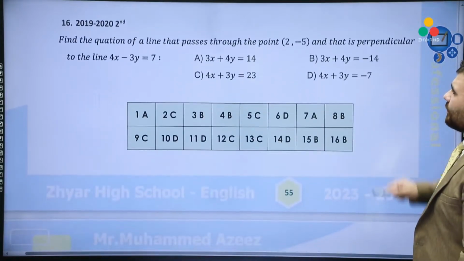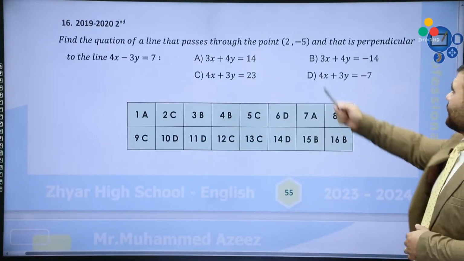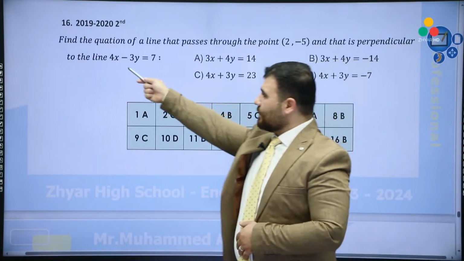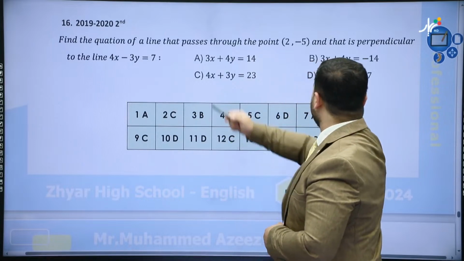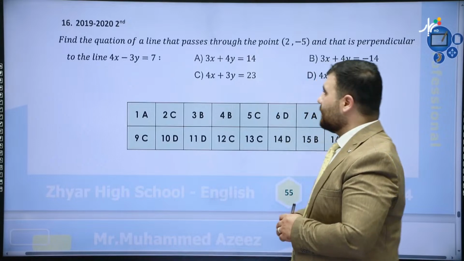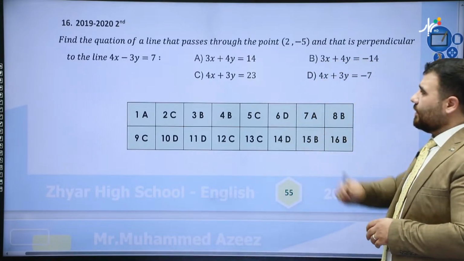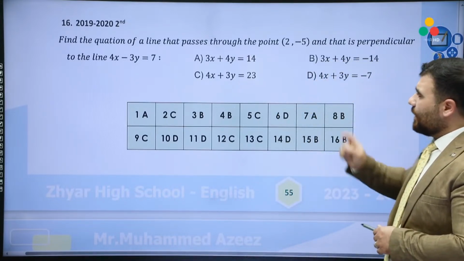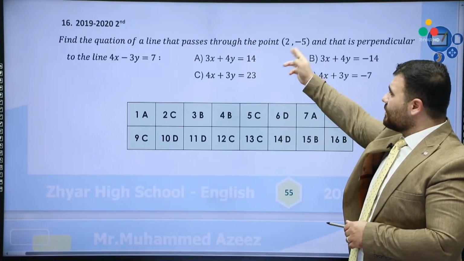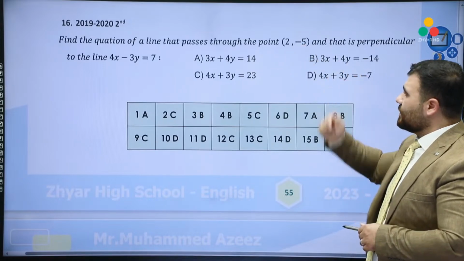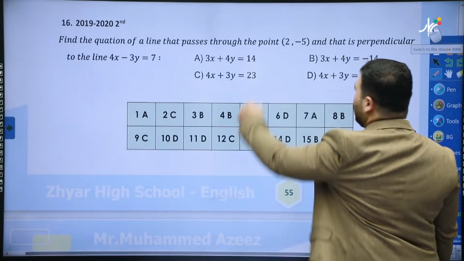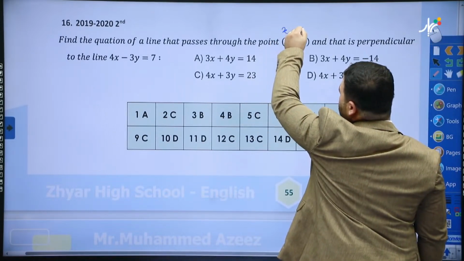Here we need to find the equation of a line that passes through this point and is perpendicular to this equation. So here, let's find the slope of this line and then make the slope upside down, opposite sign. Then we compare. The line we need to find should satisfy this point. So firstly, let's plug this point into the equations, see which one is not satisfying, to cross it out. X is 2, y is -5.